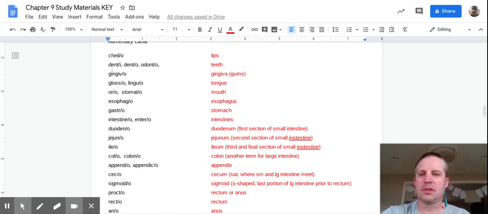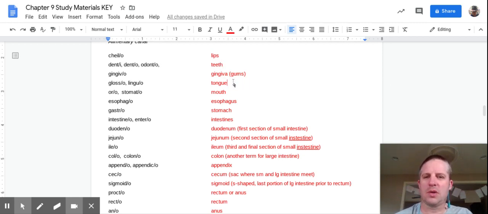For example, denti, dento, and odonto, which is where I have my cursor right now. It depends on the usage, depends on where you're at. If you're going to the dentist, it's obviously denti. If you're going to the orthodontist, it's odonto. I'm not sure why the usage changes based on situation, but it's one of those things where we have multiple formats.